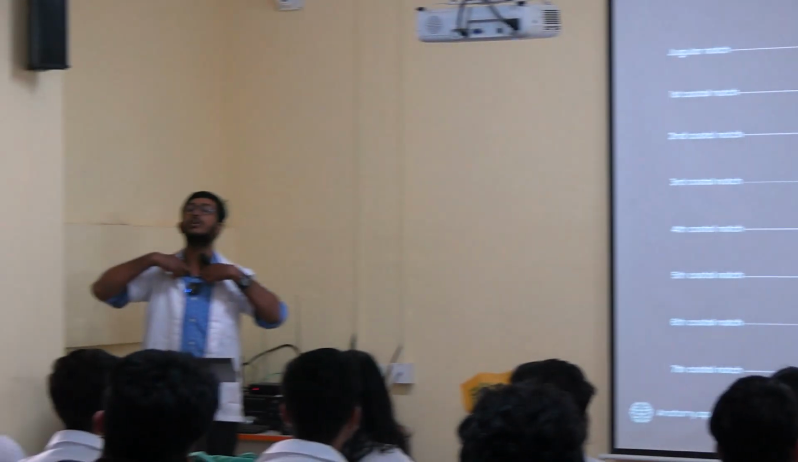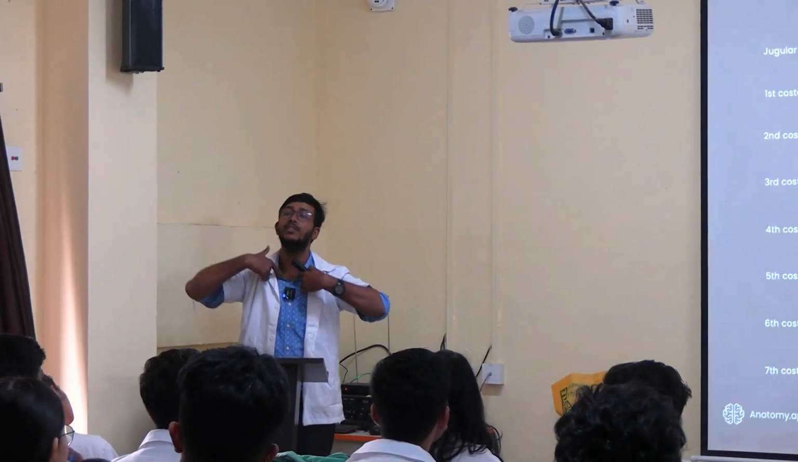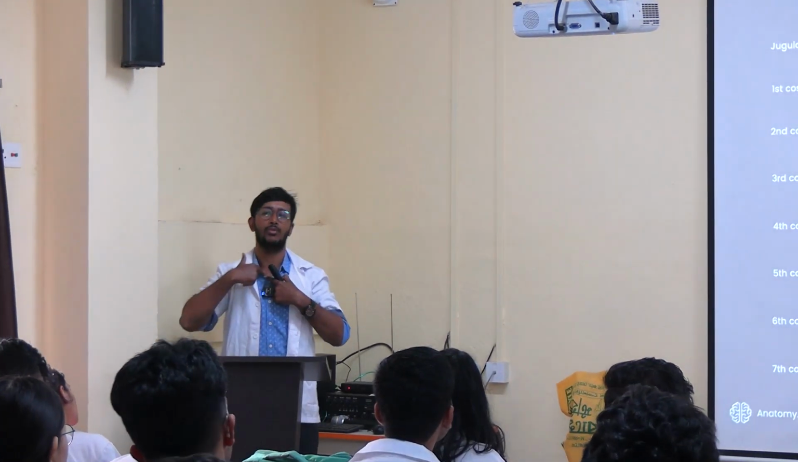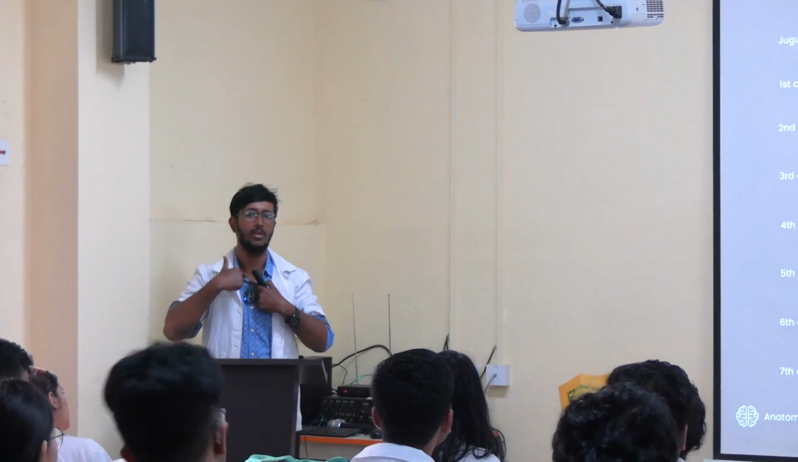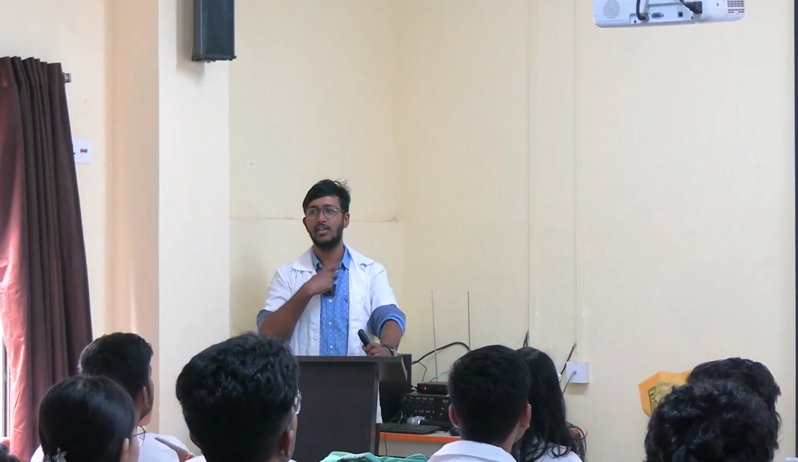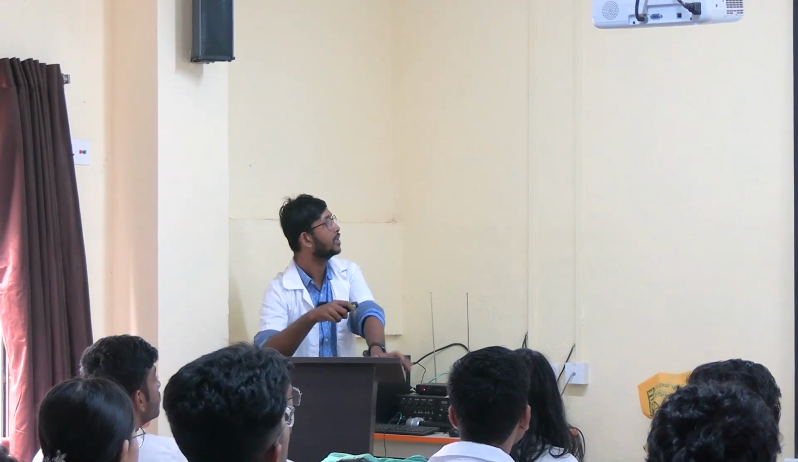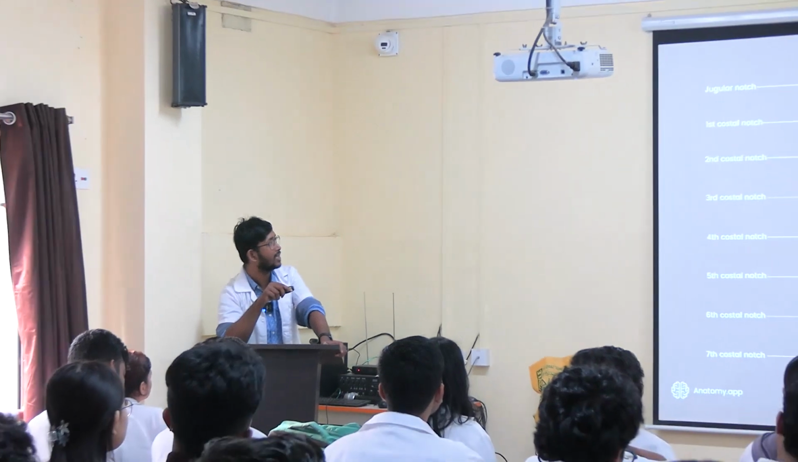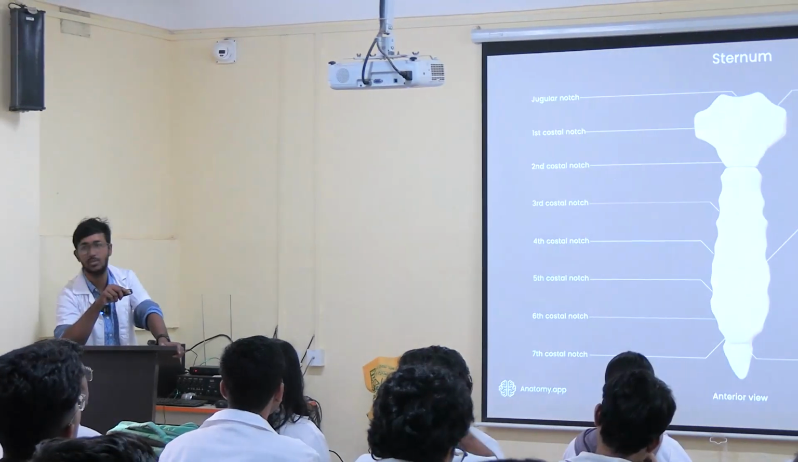It attaches to the manubrium sterni here, forming the sternoclavicular joint. So these are the 2 clavicle bones, with the sternal head of the clavicle. Here is the jugular notch, and on either side these are the clavicular notches. This one is the first costal notch.